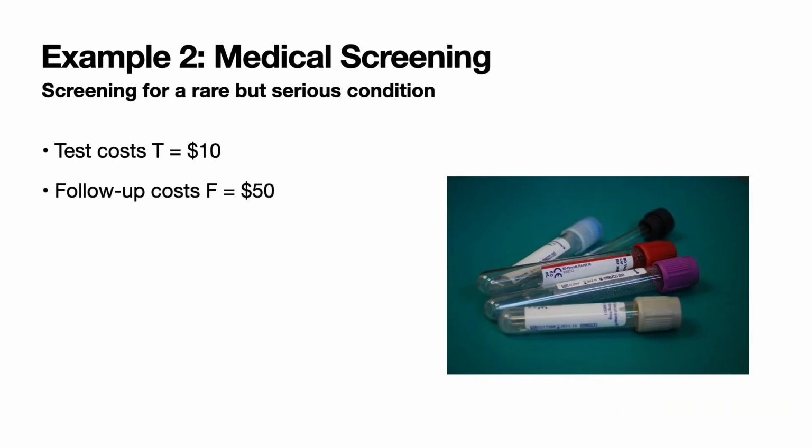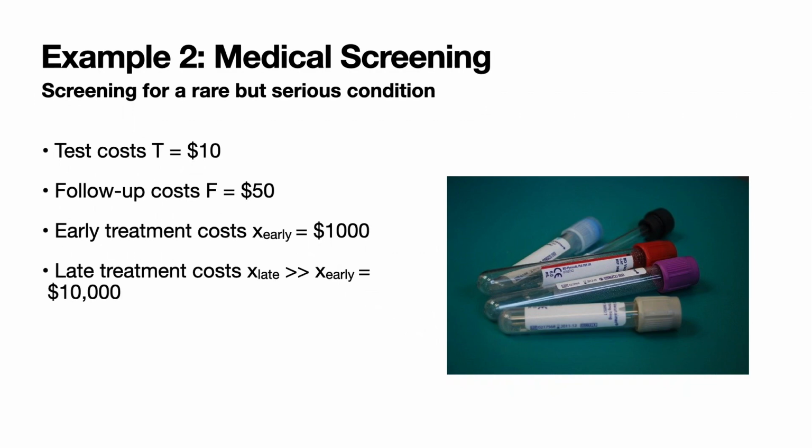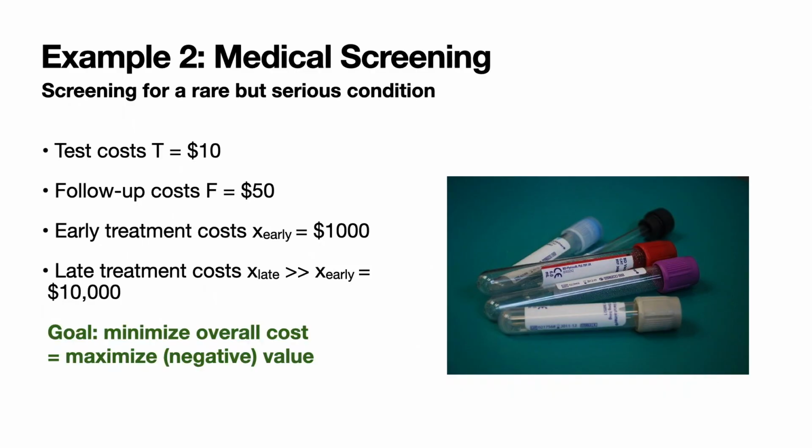If a subject tests positive, then we give them a more expensive but more accurate follow-up test, which costs $50. If we catch the condition early, then it costs $1,000 to treat and, let's say, cure them. But if we miss a case and don't treat the patient until the condition gets worse, then the cost of that late treatment is much larger than an early intervention would have been, say $10,000. The goal in setting the threshold for the initial screening test is to minimize overall total cost.